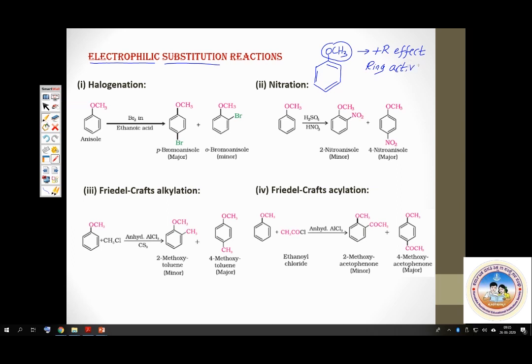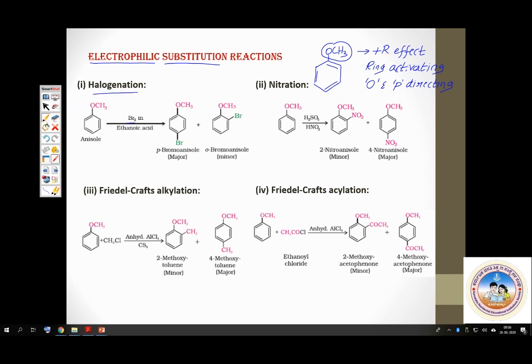And look at the directing influence. Where will it direct or lead the incoming electrophile? It will lead it to the ortho and para positions, so it is ortho and para directing. Accordingly, you have halogenation. You take bromine in ethanoic acid as solvent, you get ortho bromo anisole and para bromo anisole.